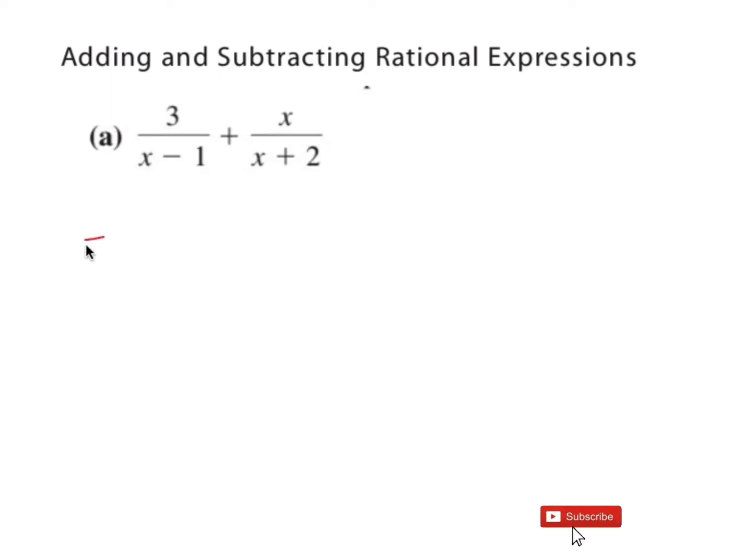Here, this is 3 upon x minus 1 and here x upon x plus 2. So here the denominators are different, right? For adding or subtracting, it is compulsory to make the same denominator.